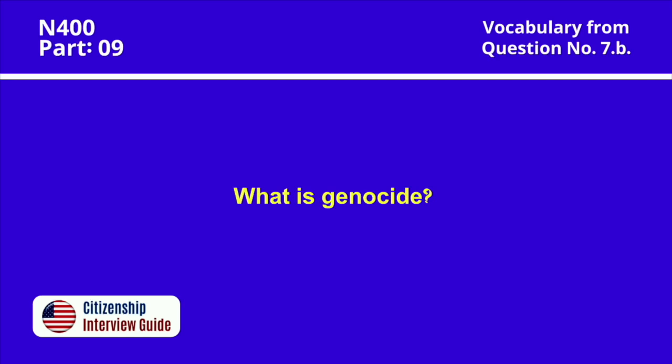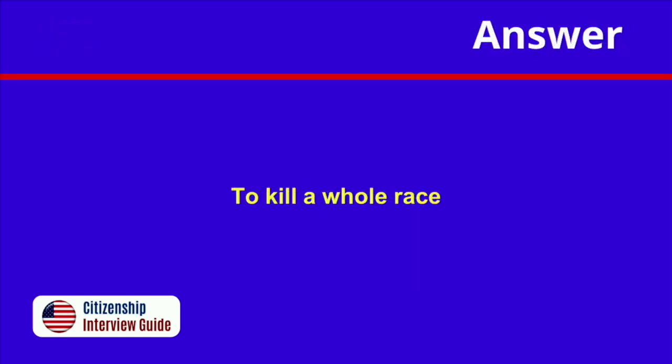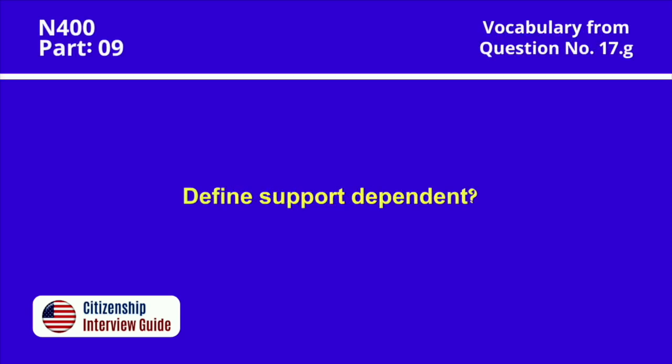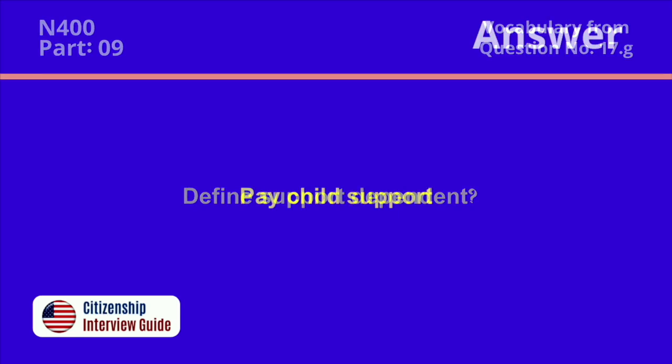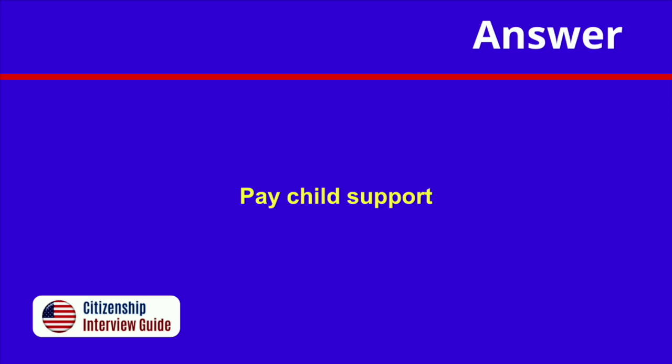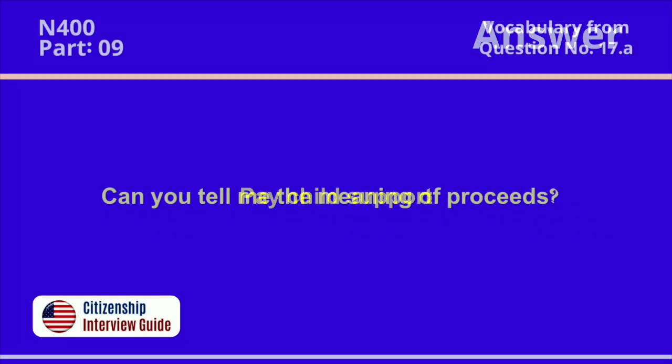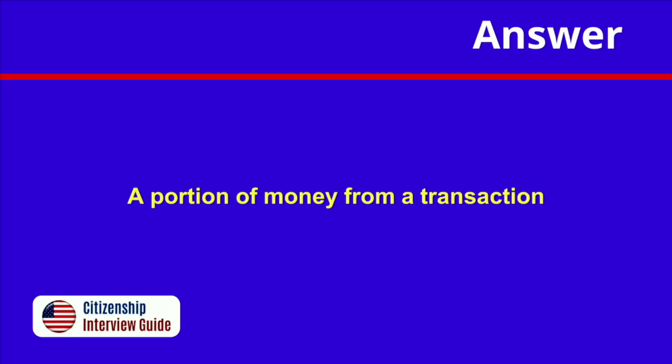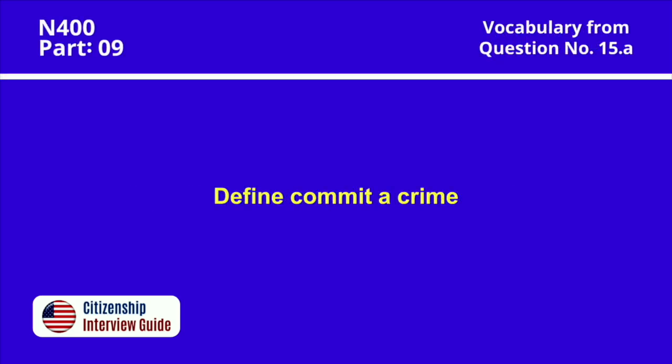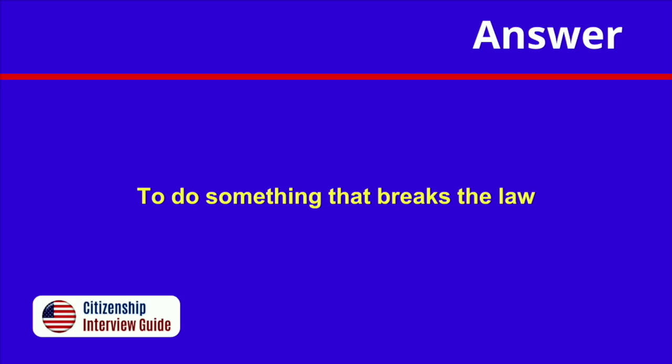What is genocide? To kill a whole race. Define support dependent. Pay child support. Can you tell me the meaning of proceeds? A portion of money from a transaction. Define commit a crime. To do something that breaks the law.